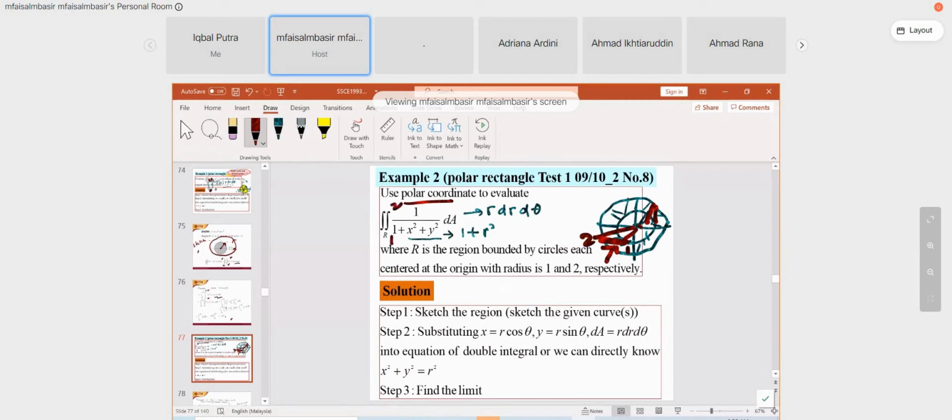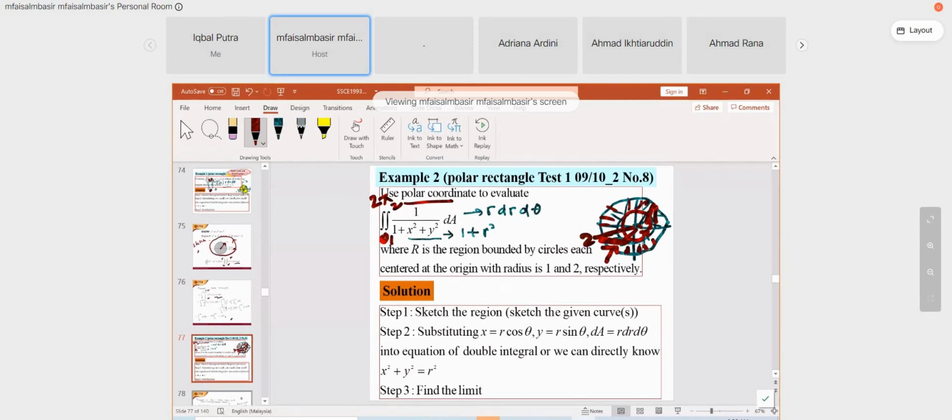Your angle for this region, from anti-clockwise to clockwise, is the same, 0 to 2 pi. Can you see it? So that's why I say not always start with 1. It's according to the region that you sketch.